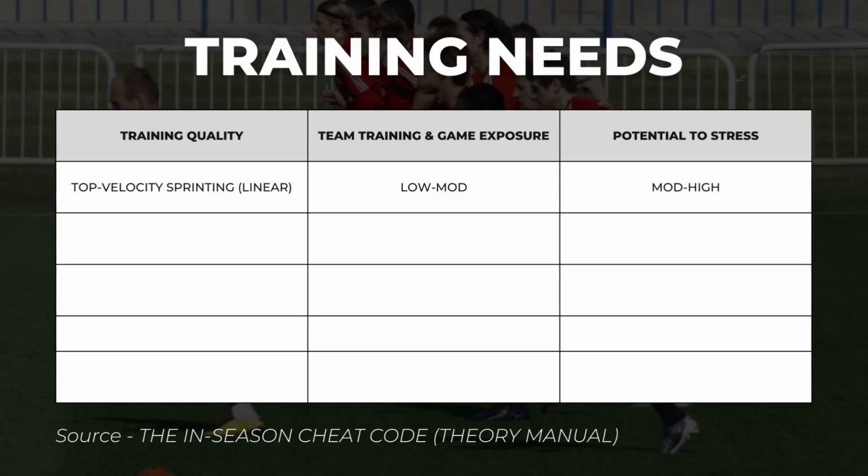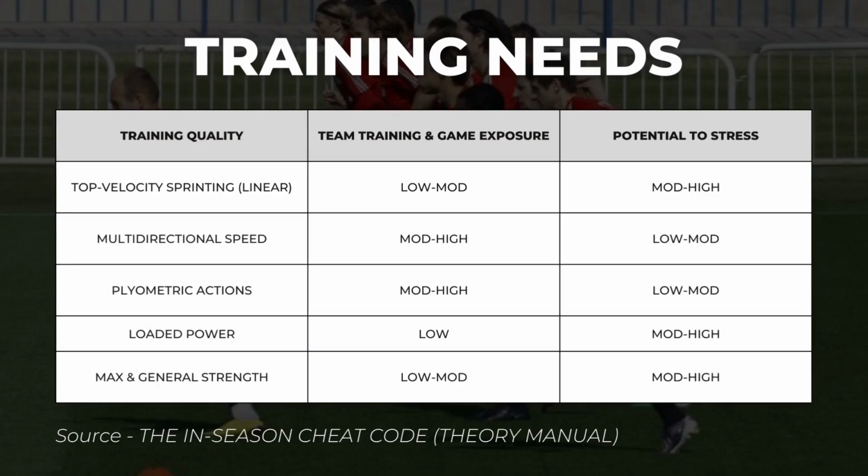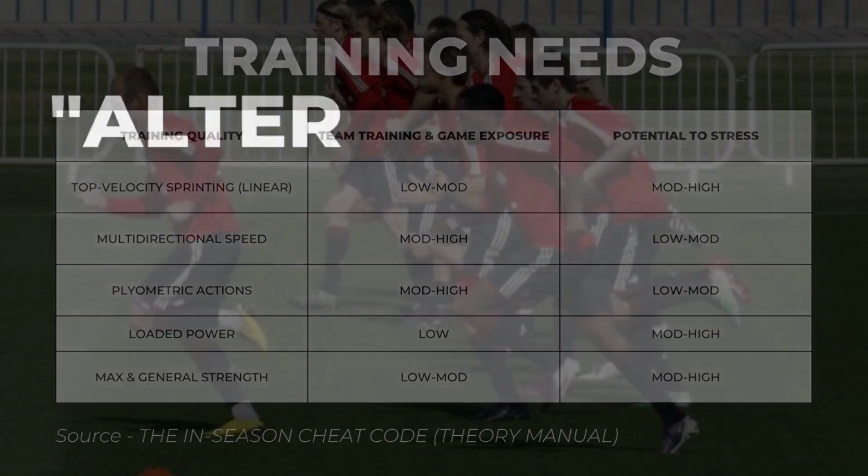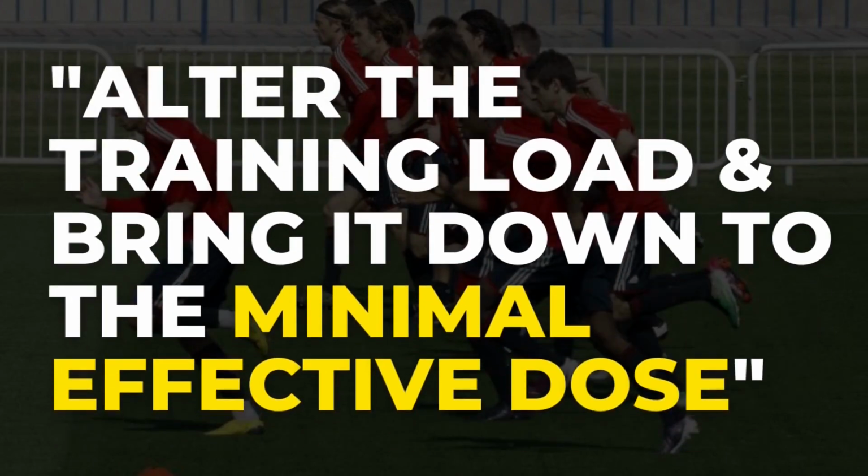This is not to say though that you shouldn't stress the qualities that you're already getting lots of exposure to, such as change of direction actions and plyometrics. You should probably get exposure to these as well, but at a much smaller dose and in a controlled manner. It simply will not make sense to expose you to countless cuts, turns, and jumps while you're already getting exposed to these actions a lot during games and team practices. Instead, you want to alter the training load and bring it down to the so-called minimal effective dose.